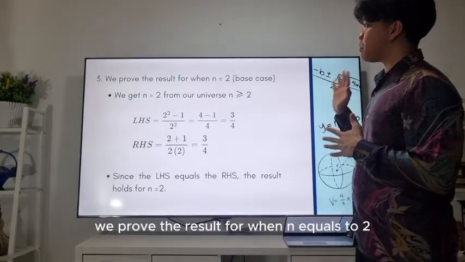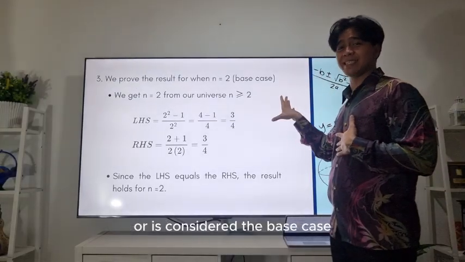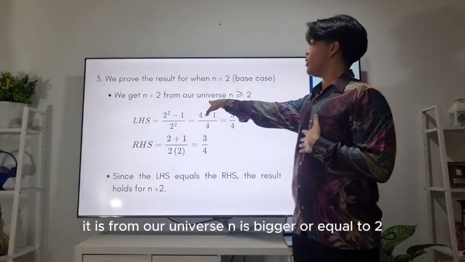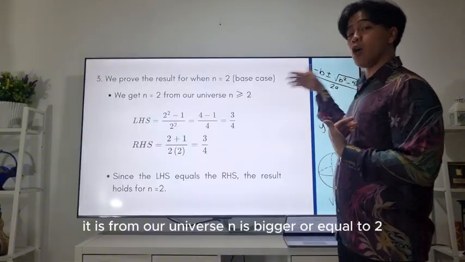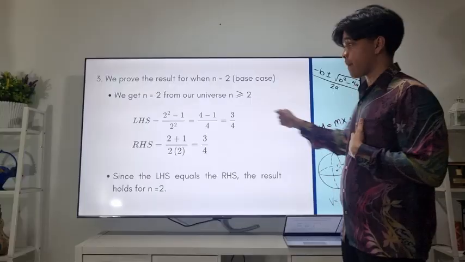Now, the third step is we prove the result for when n equals 2, which is considered the base case. Where do we get this number n equals 2? It is from our universe. n is bigger than or equal to 2. Hence, the lowest number it can go is 2.